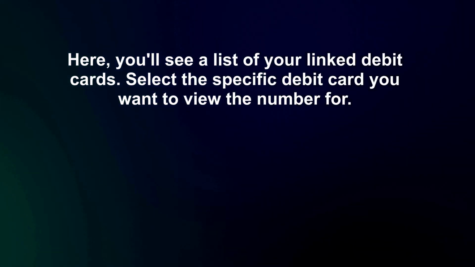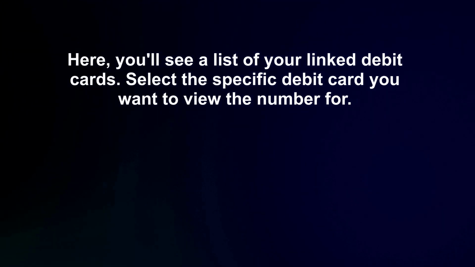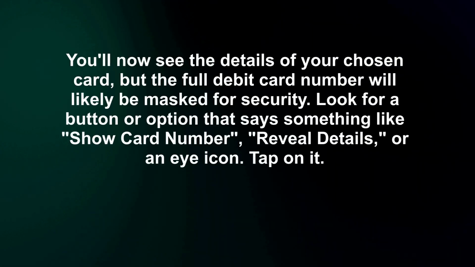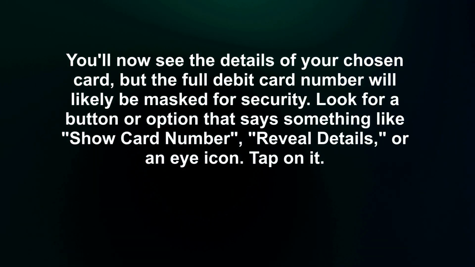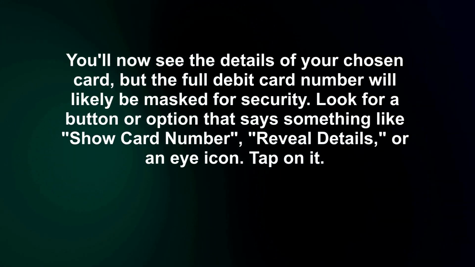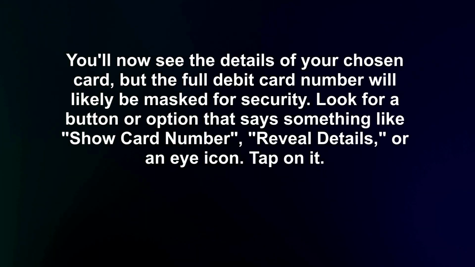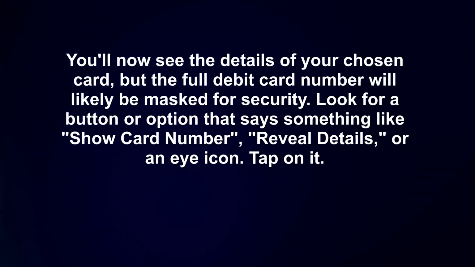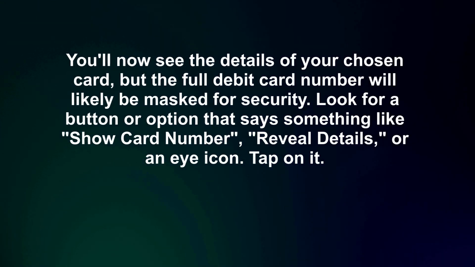Here, you'll see a list of your linked debit cards. Select the specific debit card you want to view the number for. You'll now see the details of your chosen card, but the full debit card number will likely be masked for security. Look for a button or option that says something like Show Card Number, Reveal Details, or an eye icon.